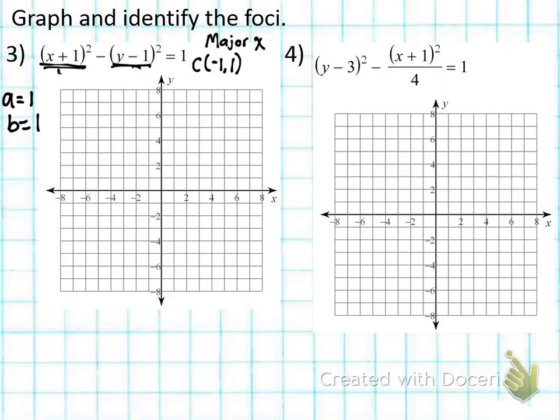Okay, so we're going to plot our center. Let's do this one together. We're going to go to (−1, 1). You should do this on your graph paper, or at least in your notes, okay? Since it's major X, we're going to graph our A first. Even though A and B are the same, you should still have the habit of doing your major axis first. So we've got 1 and 1, and then the opposite is also true. And once you do that, then you can start graphing your box and your lines, okay?